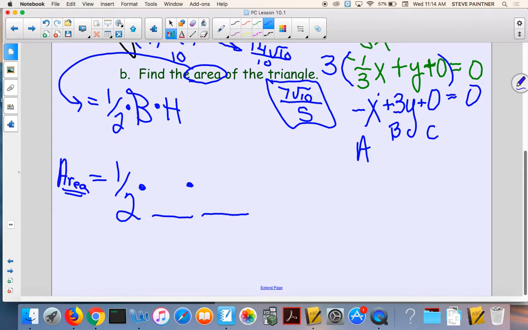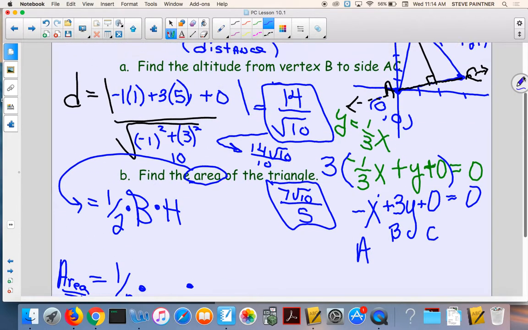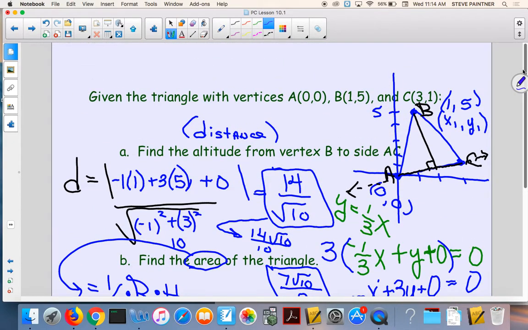Which one do we have right now, by the way? We have the height. The altitude is the height. So this is your height. This is your base, correct? So you've got to figure out how long it is from here to here. What's the distance from point to point? Remember when I said when you walked in, you'll use these formulas, right? Okay.